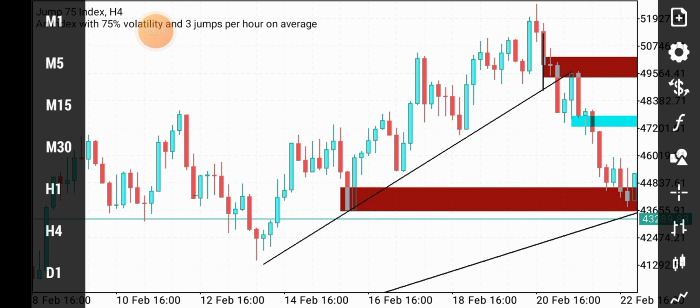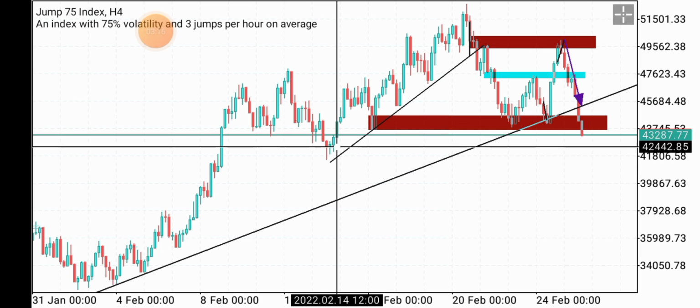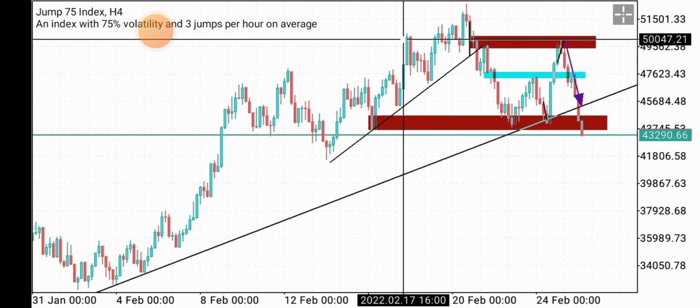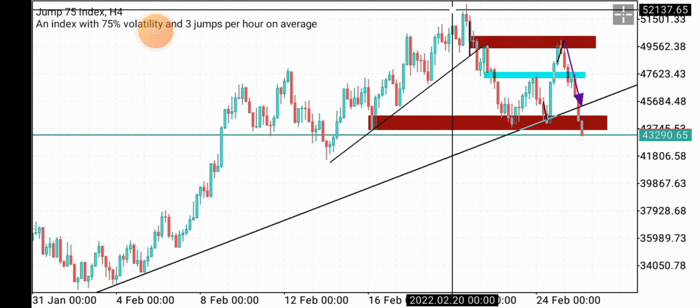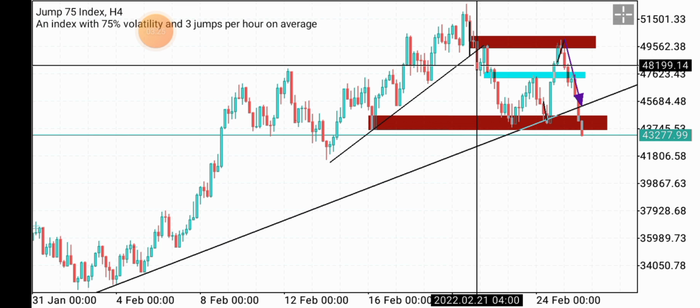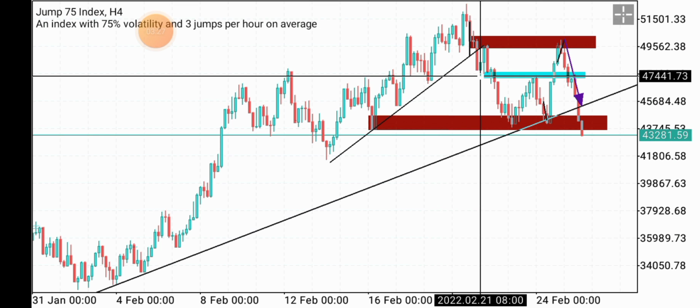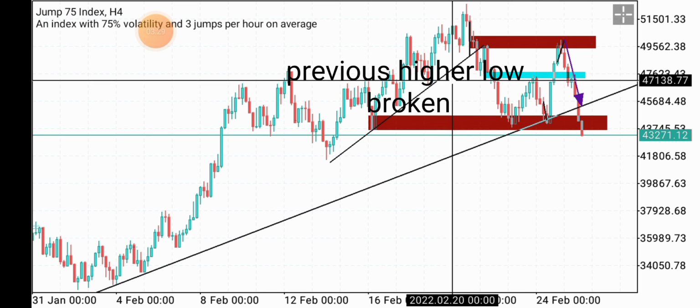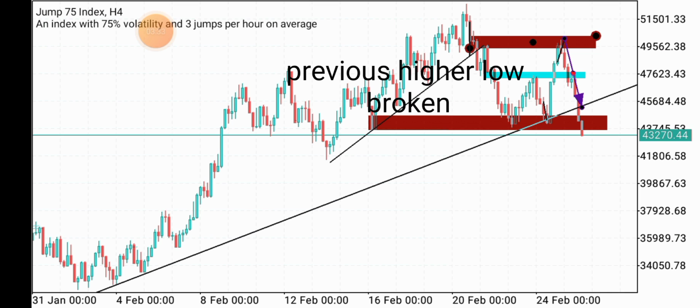But now in this situation here, you see what happened: from this high, it came back, and from this high, it retraced back to this level, and then finally it came and broke through this previous higher low. This was the previous higher low here.